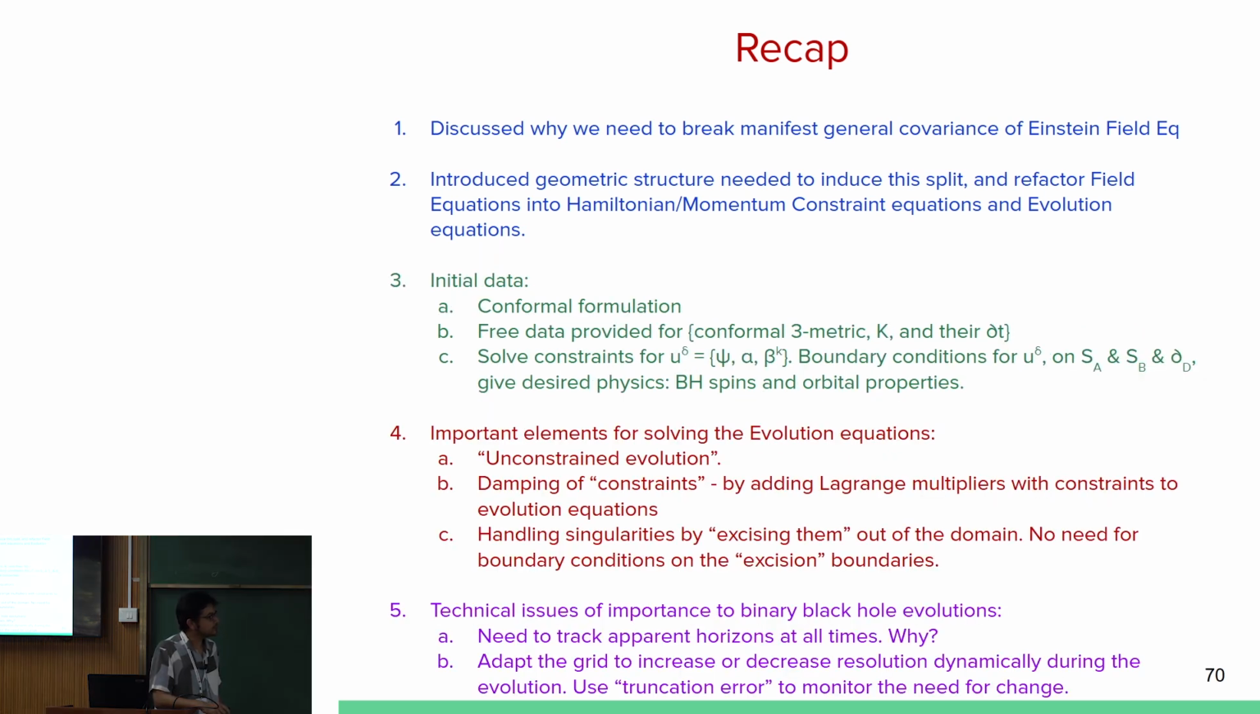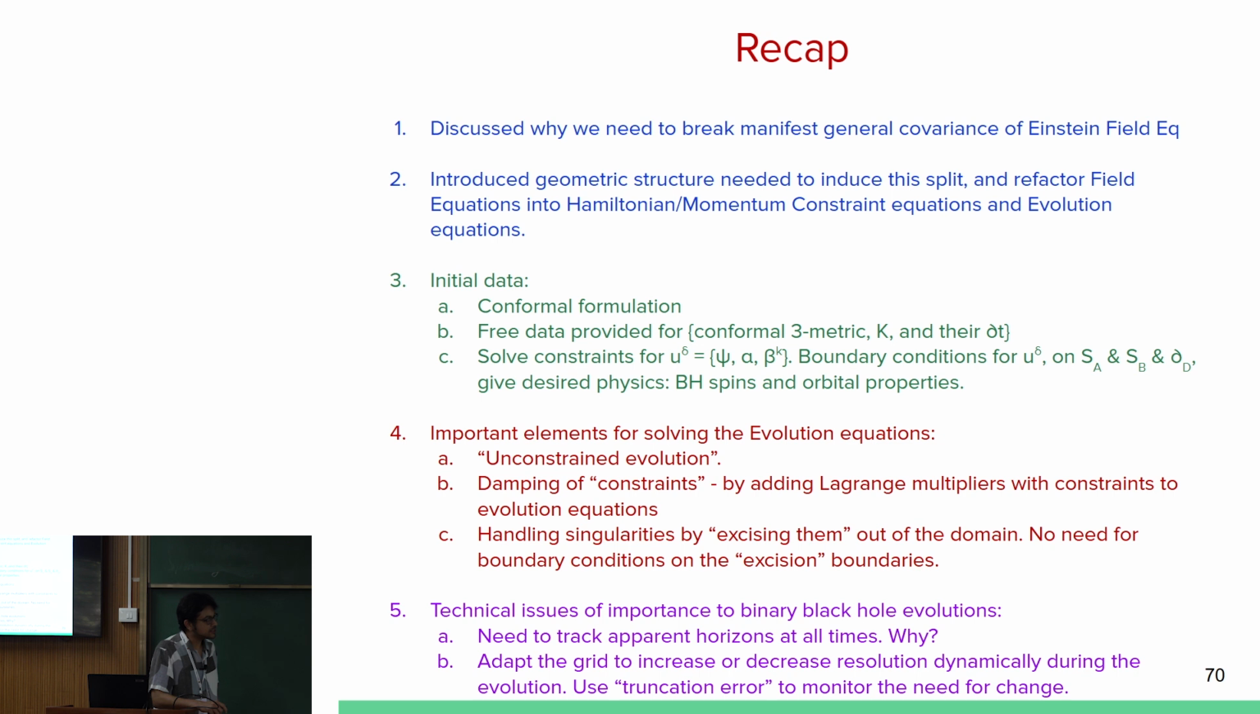And we talked about the initial data, and how in a conformal formulation you rewrite the metric in terms of a conformal factor and a conformal metric. This is just a choice which has been motivated by its simplicity. In this particular setup, free data is provided for some subset of the variables, whereas Einstein's constraints are solved for another subset of variables.